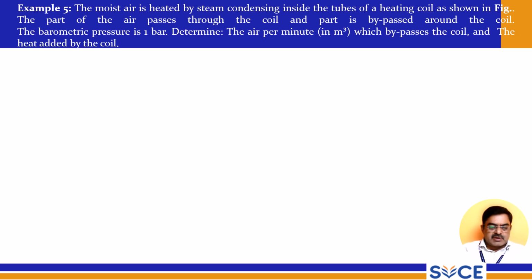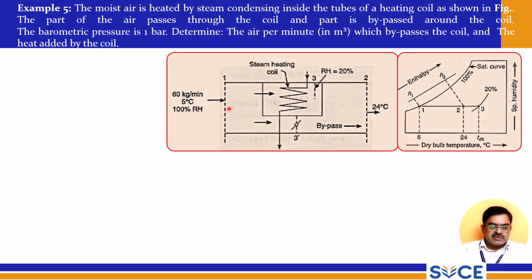So another example: moist air is heated by steam condensing inside the tubes of a heating coil, as shown in the figure. Part of the air passes through the coil and part is bypassed around the coil. The barometric pressure is 1 bar. Determine the air per minute in meter cube which bypasses the coil and the heat added by the coil. So this is the coil, this is the inlet and this is the outlet.